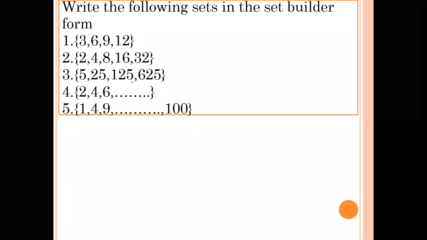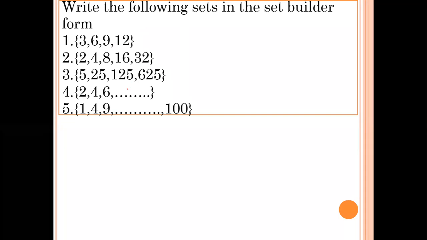The elements are 3, 6, 9, 12. What is the common property among these four elements? What is the similarity, students, among 3, 6, 9, 12? Okay, table of 3. Okay, adding of 3. Okay, difference of 3. All those are similarities.